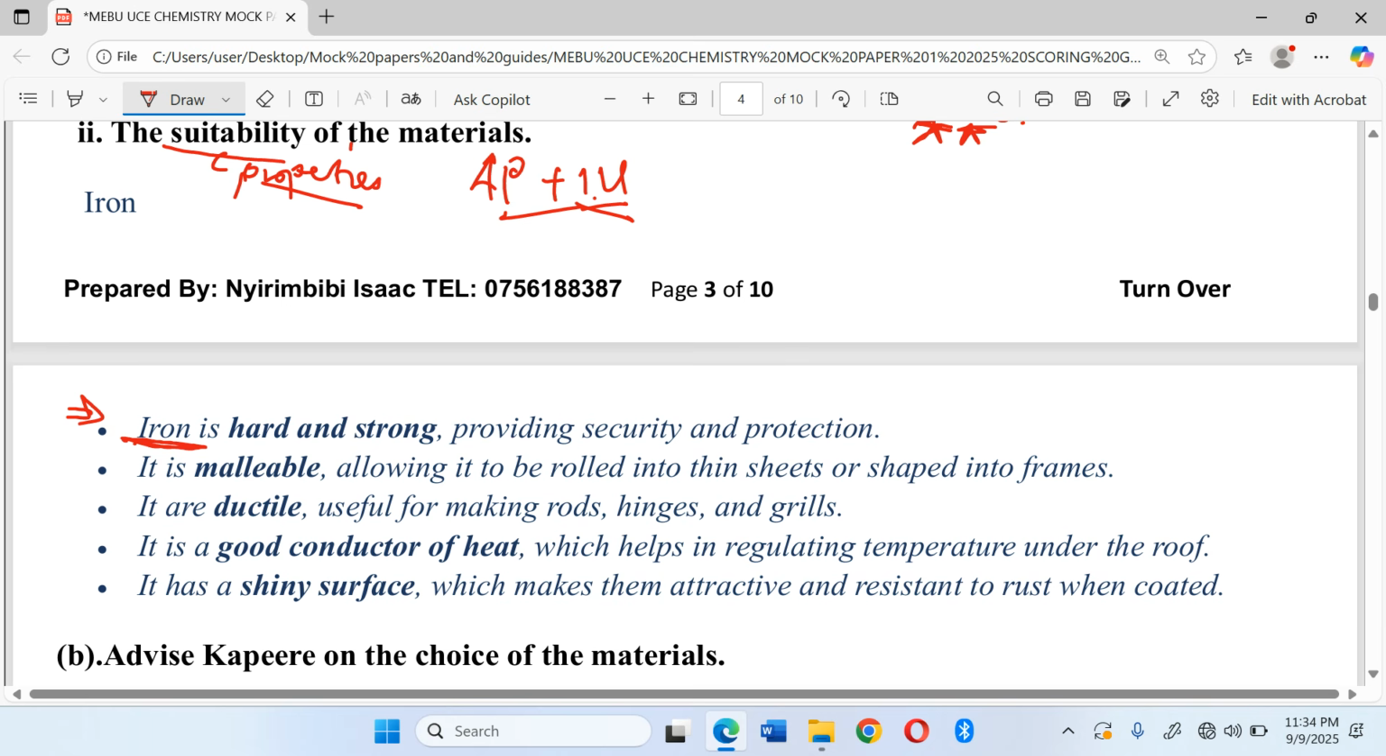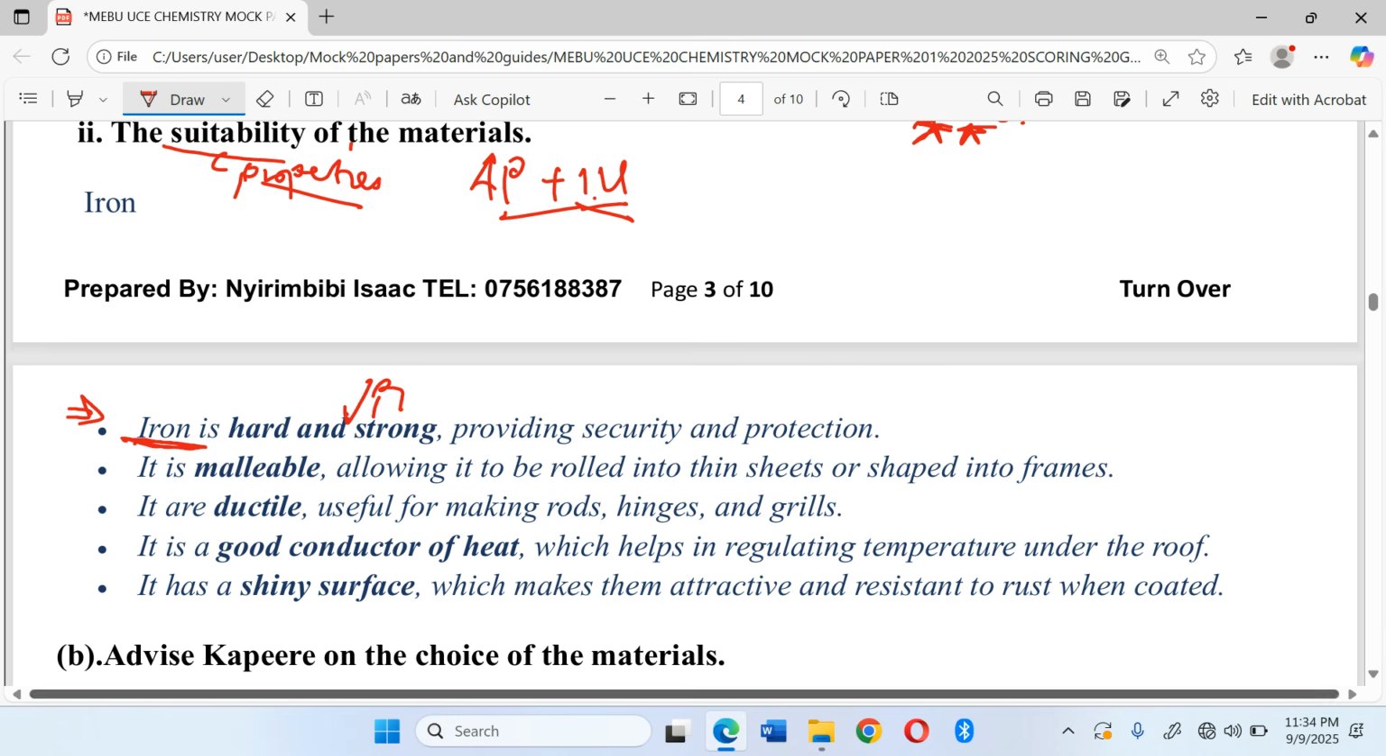Don't just come and say it is malleable. It is ductile. What? So you have to open the statement by telling us that iron is hard and strong. Isn't it a property?